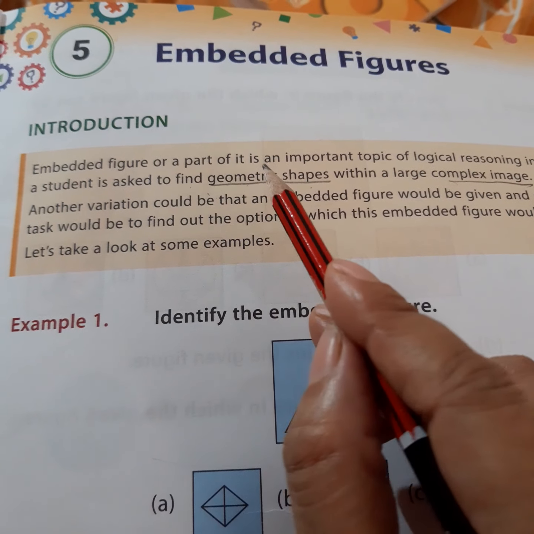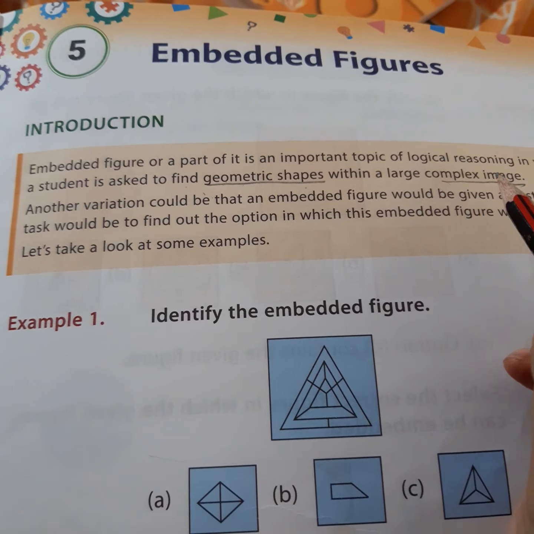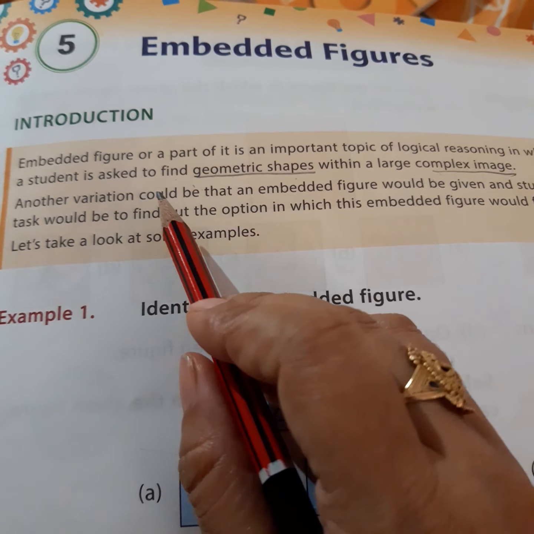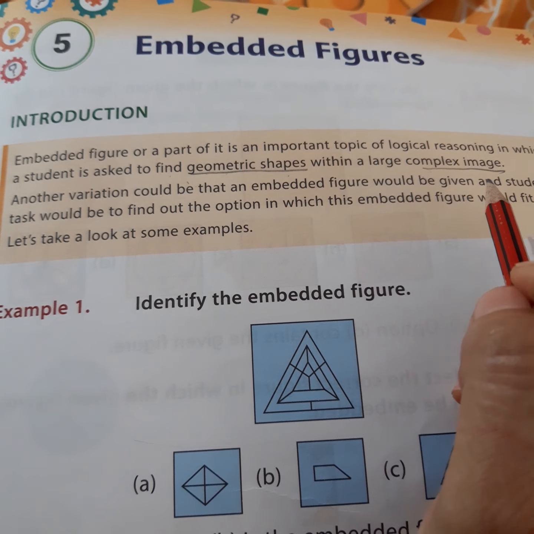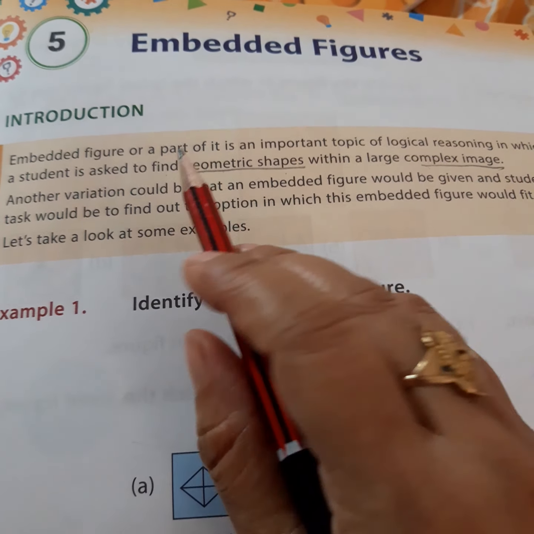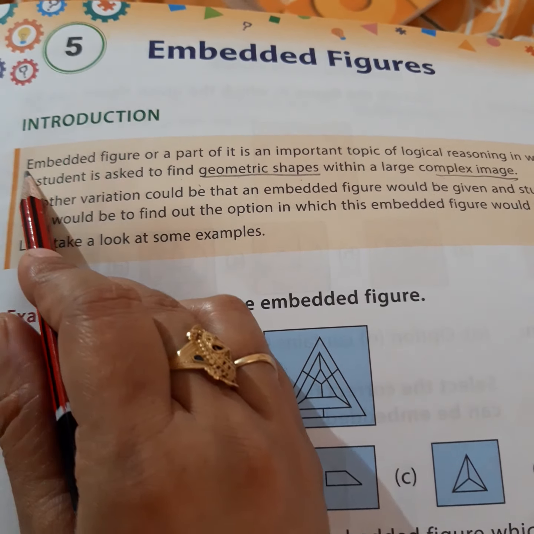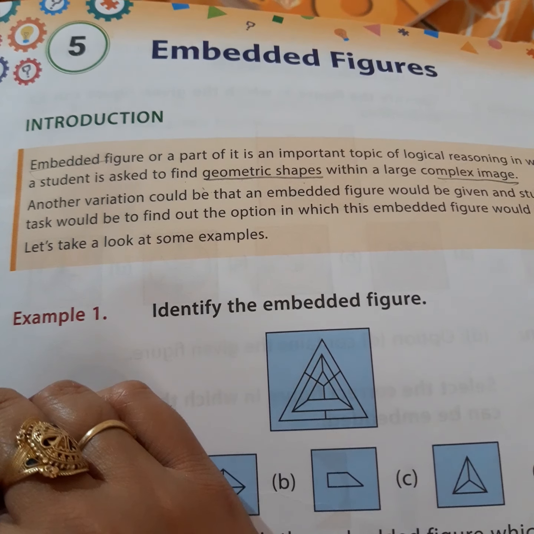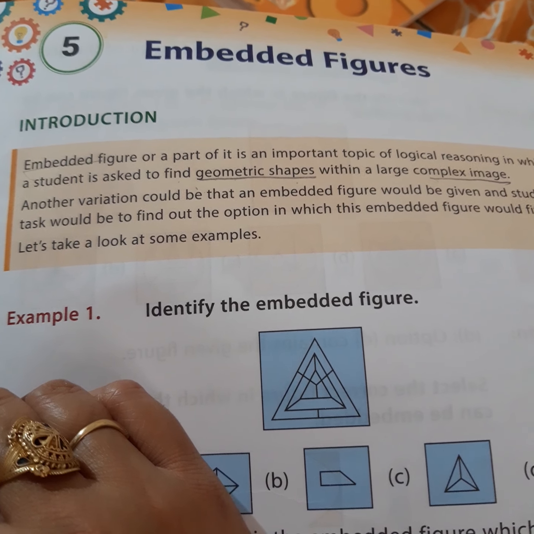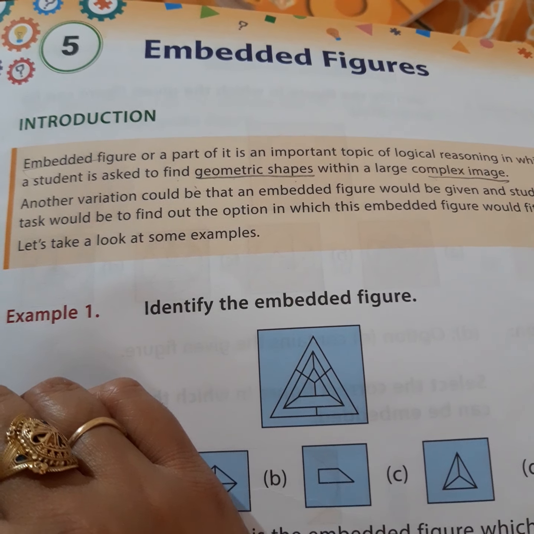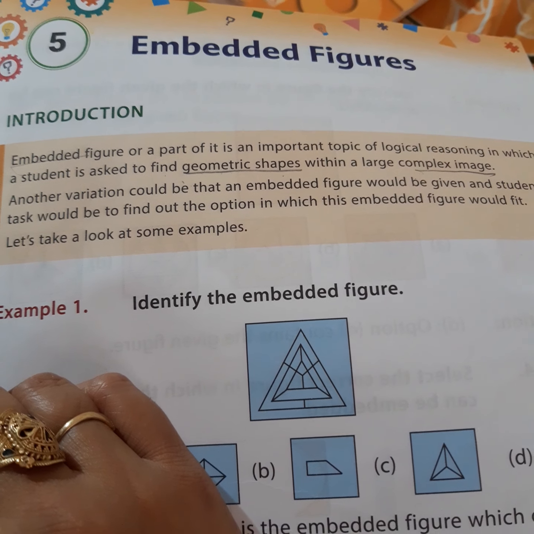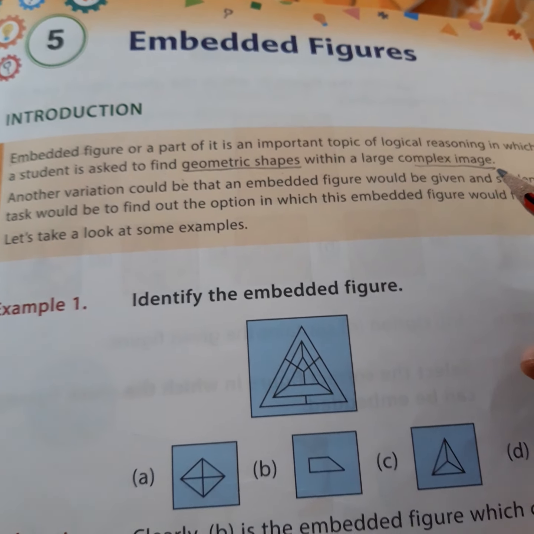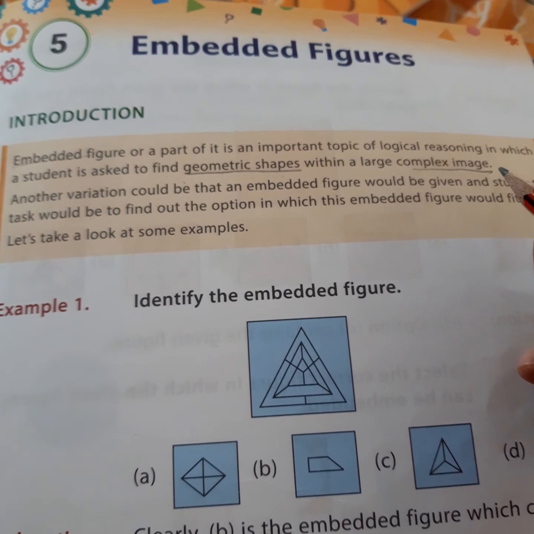Embedded figure is a part of the logical reasoning in which a person is asked to find geometric shapes within a large complex image. Okay, in this, what is the meaning of the embedded? Embedded means fixed. A figure is fixed in another image and you have to find out the correct image in which that figure is fixed. So when we will be doing the questions, you will be able to understand it more clearly.